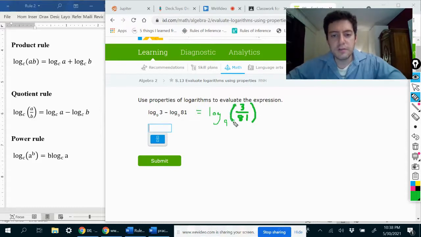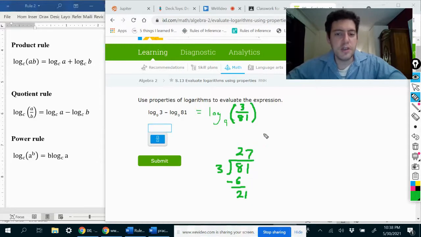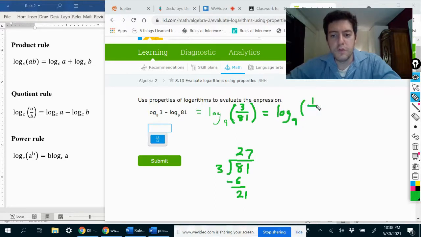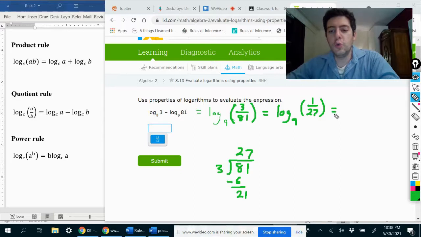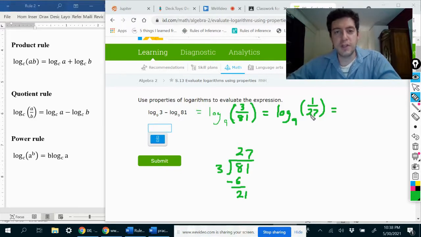So let's see here. What's 81 divided by 3? 81 divided by 3 would be 27. So then 3 divided by 81, which is the reciprocal of that, would be 1 over 27. So we're going to get the log base 9 of 1 over 27. So now I have to ask ourselves, 9 to what exponent is equal to 1 over 27?